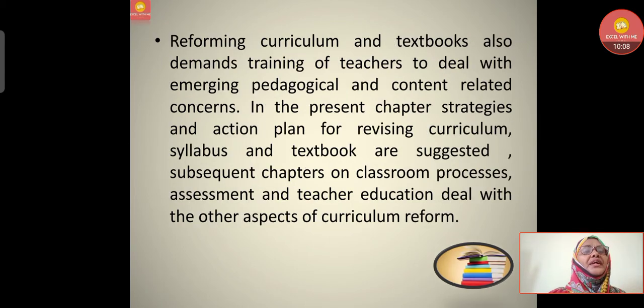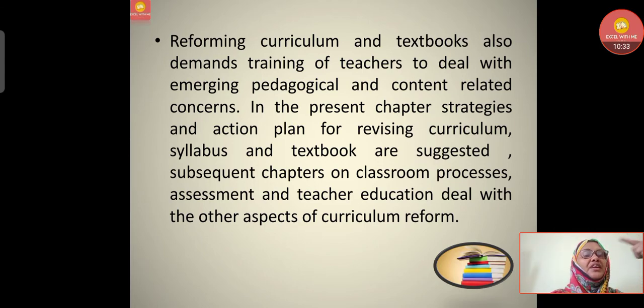Now, reforming curriculum and textbooks also demands training of teachers to deal with emerging pedagogical and content related concerns. In the present chapter, strategies and action plan for revising curriculum, syllabus and textbooks are suggested. Subsequent chapters on classroom processes, assessment and teacher education deal with the other aspects of curriculum reform.